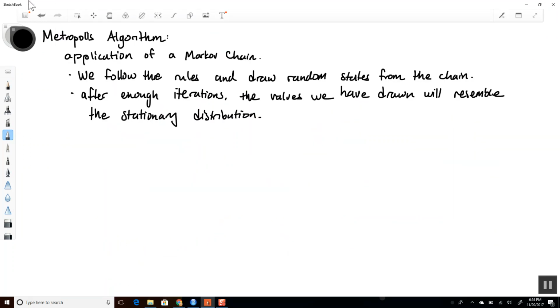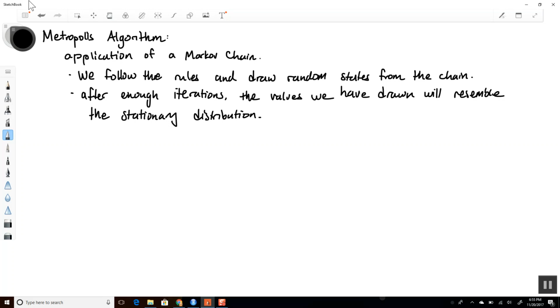Okay, so that's a simple Markov chain with just two states, right? Here we'll do the Metropolis algorithm, and the Metropolis algorithm gives us instructions for creating a transition matrix over several states, so that if we set up our transition matrix following these rules, then our stationary distribution will look like the target distribution that we are hoping for.